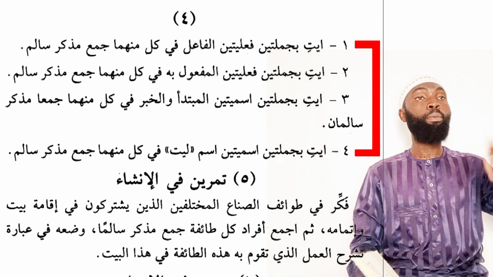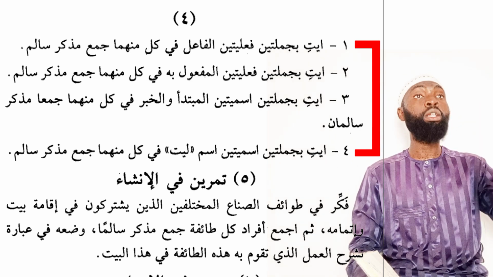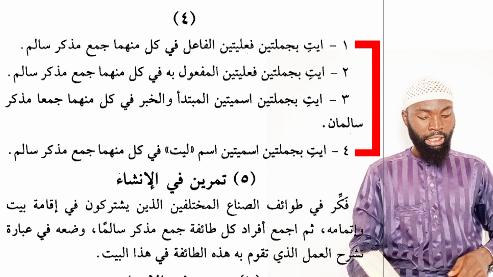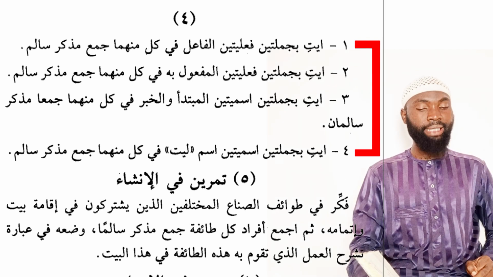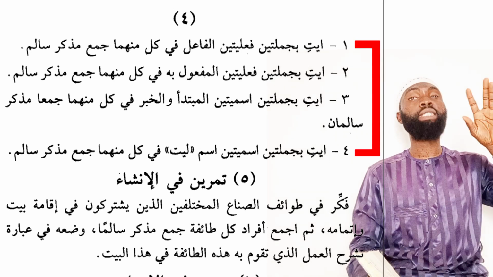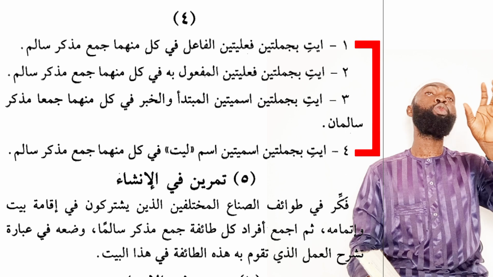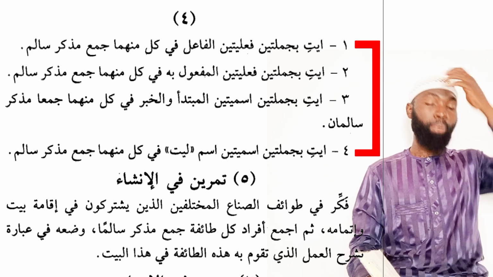First of all, I can say ja'a Muhammadun. Second, I can say hadaral muallimun. Finish. Number 2, you have iti bi jumlatayn fi'liyatayn al-maf'ulu bihi fi kulli minha jam'u mudhakkarin salim. You have to form two sentences also.